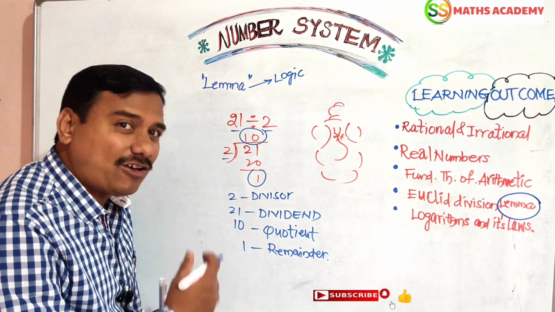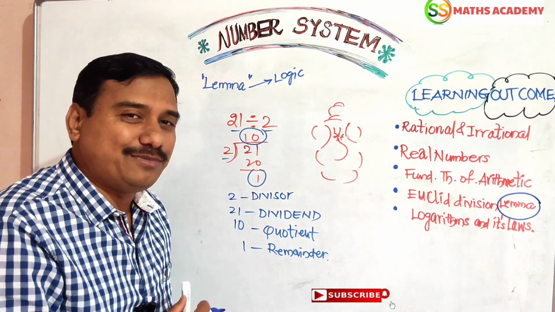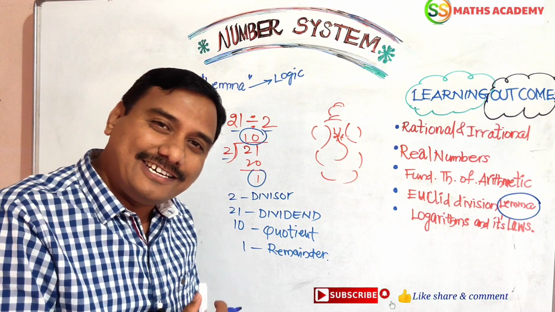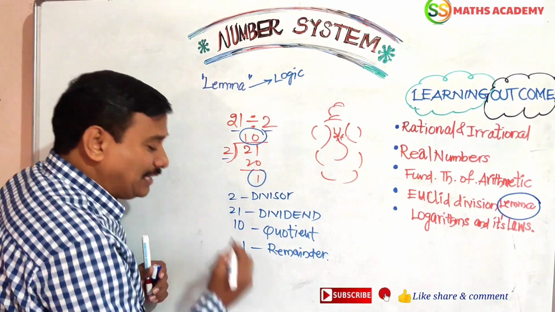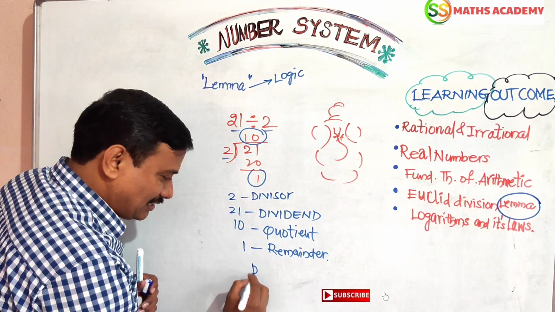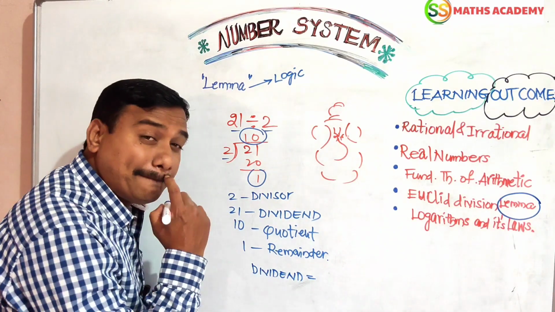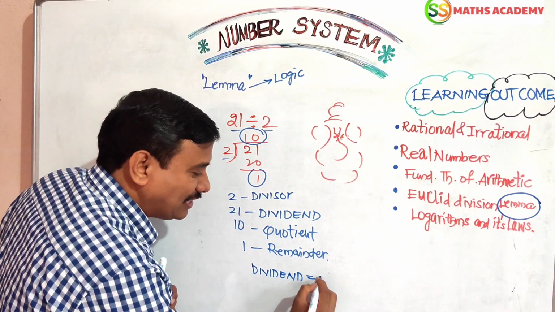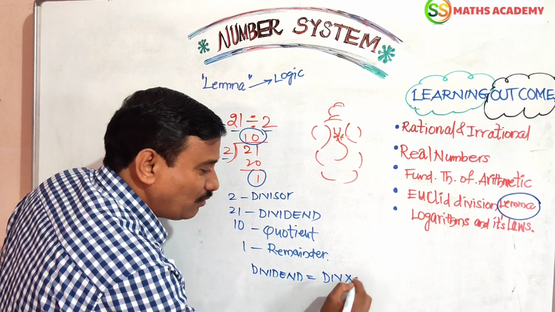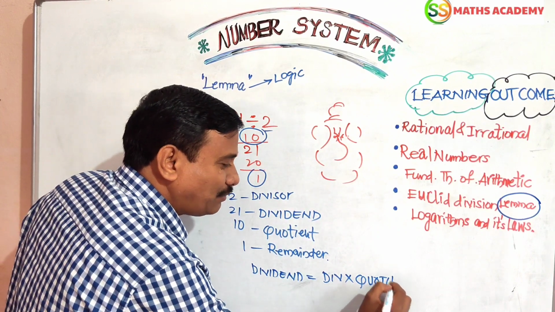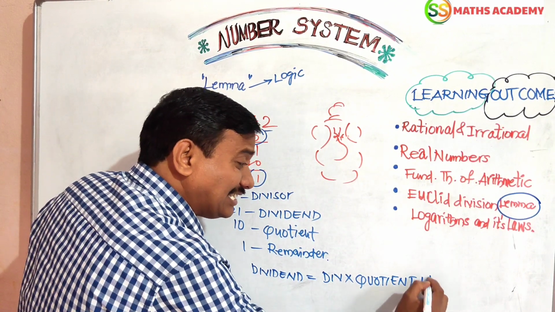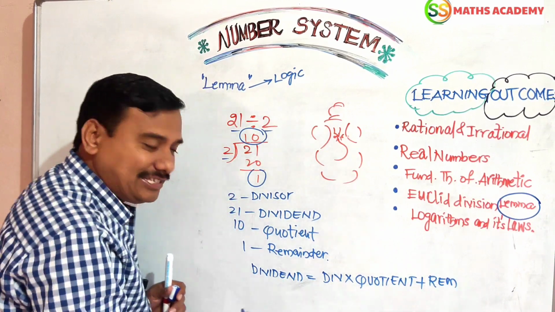Is our answer correct or not? We have to check using a logic in mathematics. What is the big number here? 21, that is the dividend. What will divide 21? The divisor, which is 2. The quotient is 10. The remainder is 1. Let us check it, my dear students.